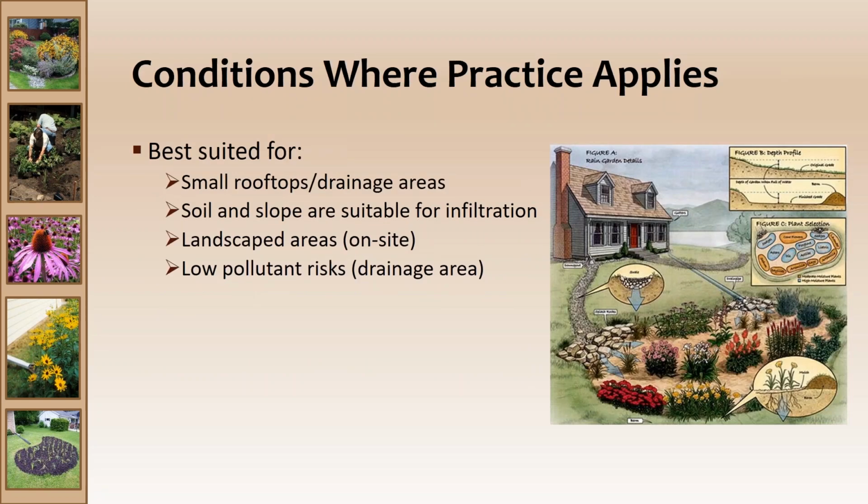So the next section in the standard is called conditions where practice applies. And in this case, a rain garden is best suited for small rooftops or drainage areas, slopes and soils that are suitable for infiltration. Usually they're located on a landscaped area on site, nearby a rooftop, such as shown in this picture. We're targeting low pollutant sources, or those roofs in the drainage areas. But you will usually capture some runoff from nearby landscaped areas as well.